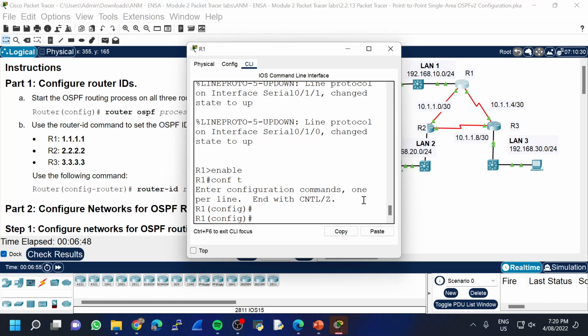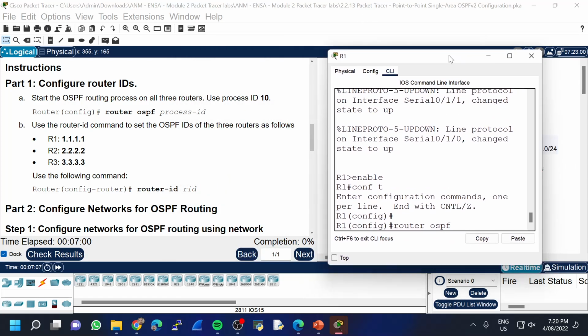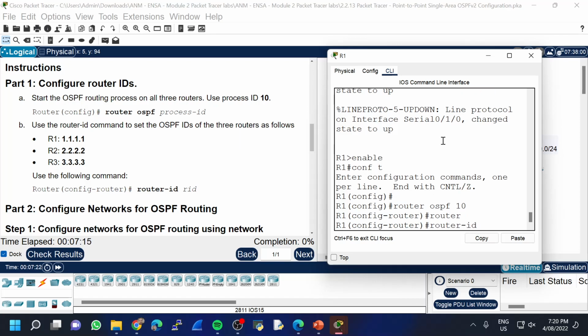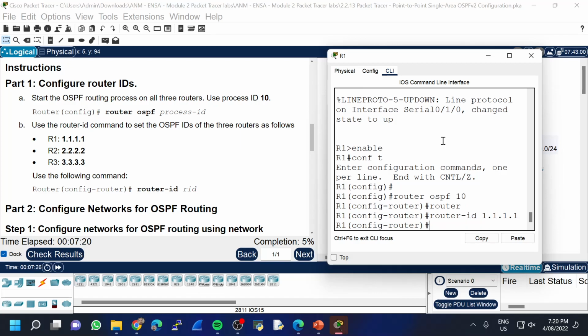Now, what do I need to do here to activate OSPF for this router? And process number. Does it tell us to use 10? Okay, so we go with 10. So router OSPF number 10. How about the router ID now? Is that it, Andrew? Is that all, mate? Just like that?